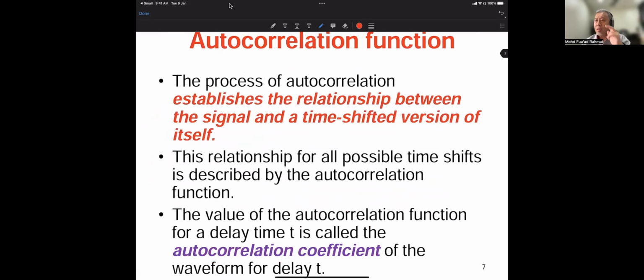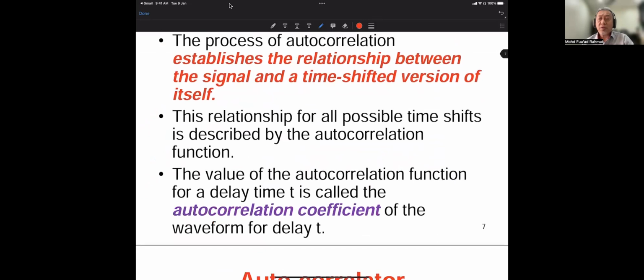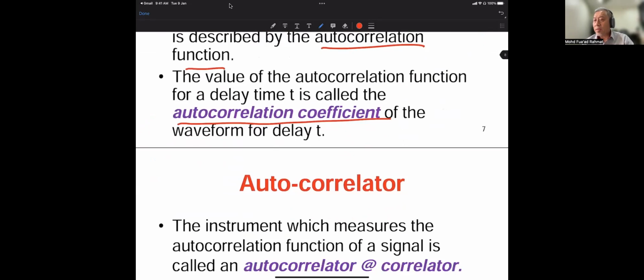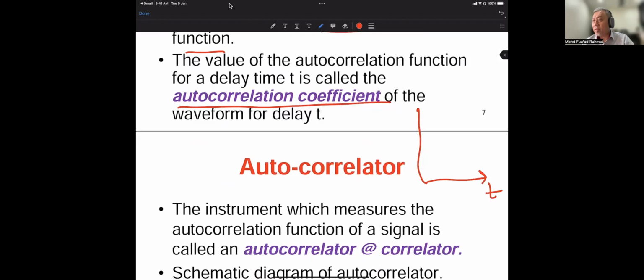In autocorrelation, the ACF establishes the relationship between the signal and the time-shifted version of itself. This relation is possible for all time shifts and is described by the ACF. The value of the autocorrelation function for a delay time t is called the autocorrelation coefficient. It's like a graph like this: this one we call x of t, the signal. The second x is the duplicate of that previous signal.